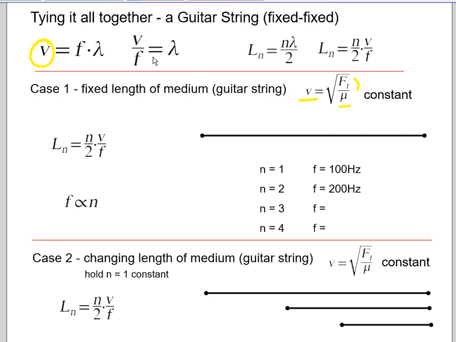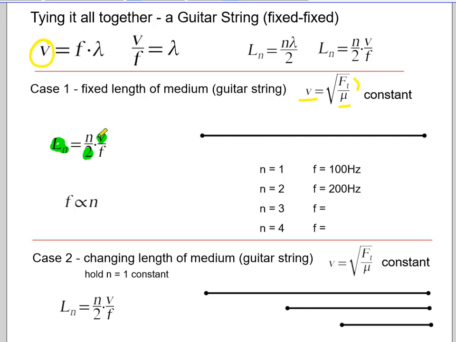And if we just take a quick highlighter here and we highlight all of the things that are constant. So we're saying we have a fixed length of a guitar string. So this guy is constant. We have a 2 that's constant. We have a v that's constant. And what we're left with are two variables, two pieces of information that can relate to each other.